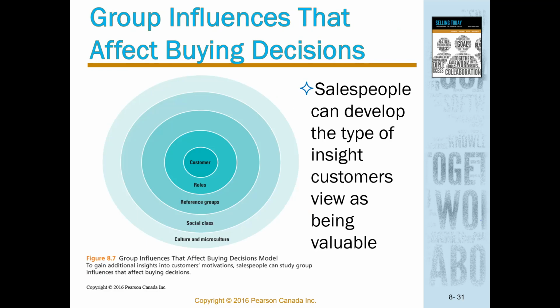So, group influences that affect buying decisions. We've got customer. Sales reps can develop the type of insight customers view as being valuable. And here you have them all. Customer, there's the roles the customers play, the reference groups, the social class, and also the cultures that surrounded everything, and the microcultures.